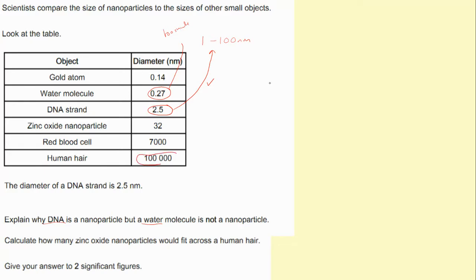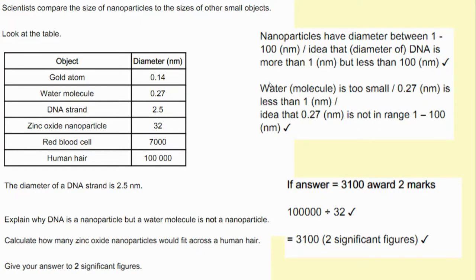So a human hair is 100,000 nanometers, and a zinc oxide nanoparticle is 32. So the zinc oxide particle is 32 nanometers, and a human hair is 100,000. So to calculate how many of them are going to fit, I'm just going to divide the 100,000 by 32, and that will tell me how many particles will fit across a human hair. So if you stick that into your calculator, you will get 3,100. And it tells you to give it to 3 significant figures. So it needs to be 3100. I think in your calculator it comes out as 3125. So if you've done that, that would be 1 mark, because you've not done it to 2 significant figures.